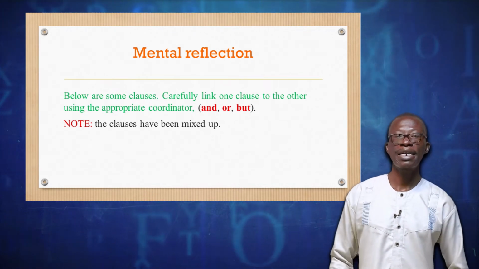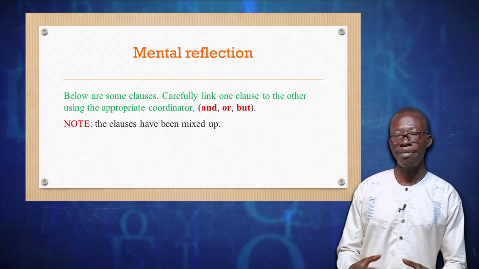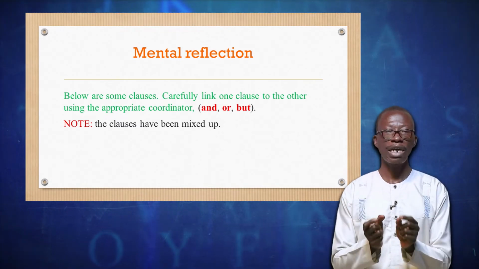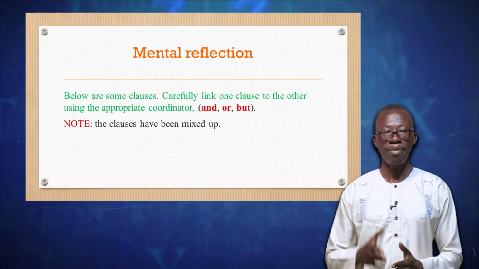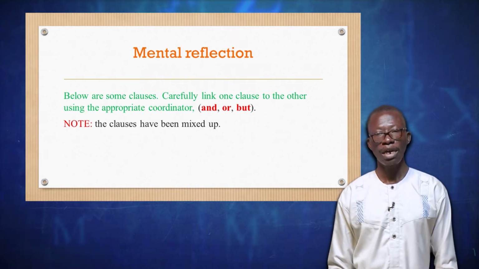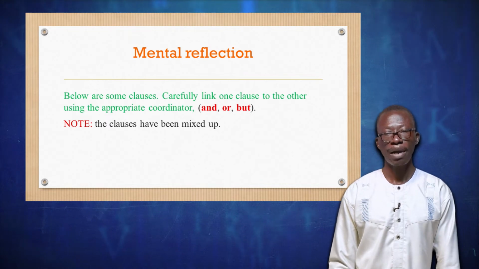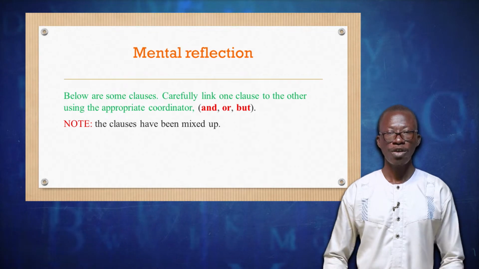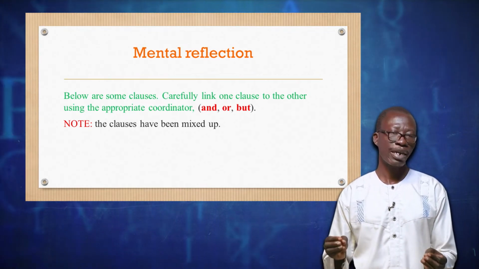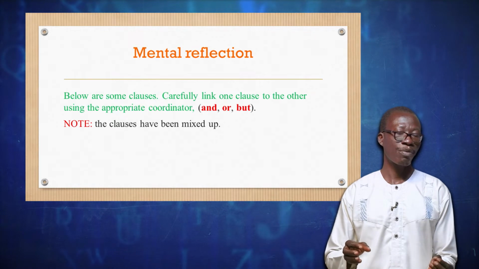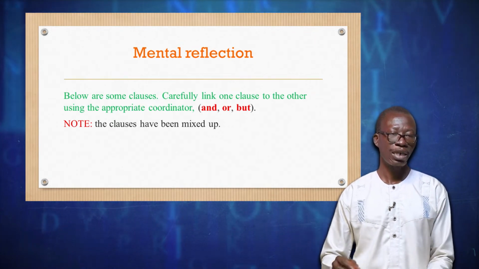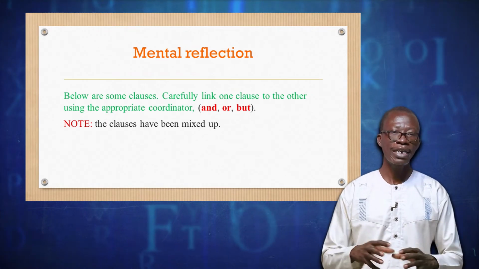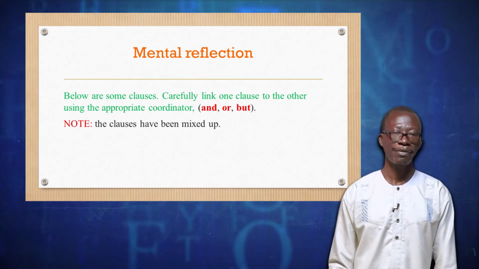These clauses are independent clauses. Coordinate them, link them, bring these clauses together, that's two clauses together, to form a compound sentence by using the coordinators given above. Note the clauses have been mixed up. So the various independent clauses that are qualified to be simple sentences in their own right have been mixed up. So look at them and try to link them to form a compound sentence.